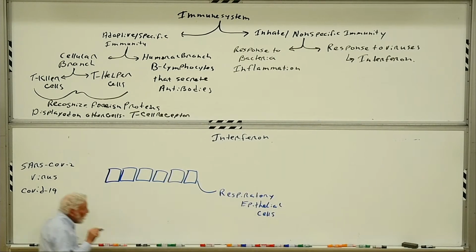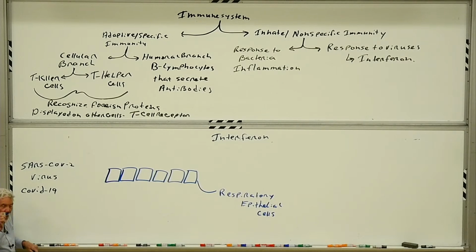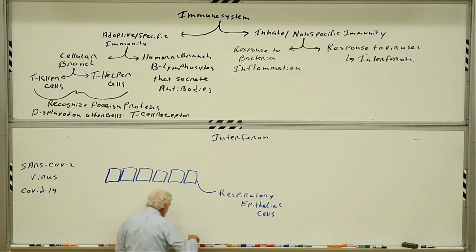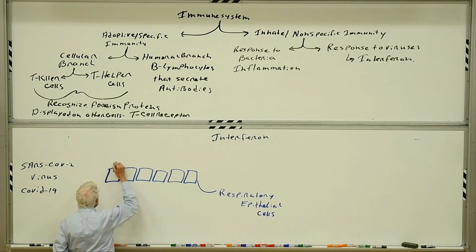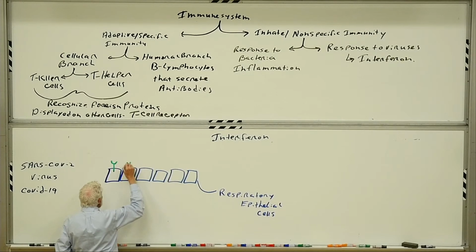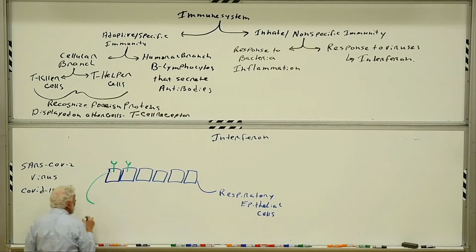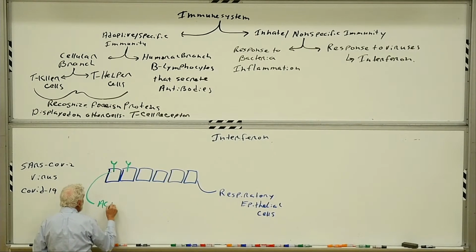The respiratory epithelial cells are those cells, the epithelium that lines your nose and your throat all the way down into your lungs. And these respiratory epithelial cells have on their surface a transmembrane protein. All of them have this transmembrane protein. This transmembrane protein has a name. It's called ACE2.